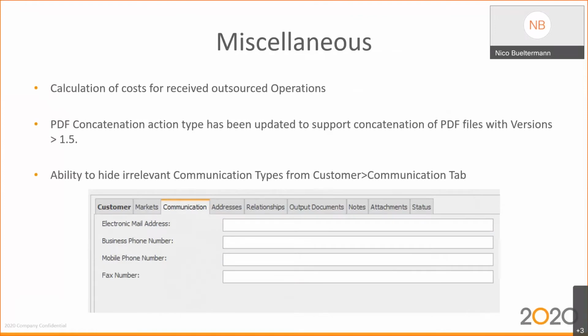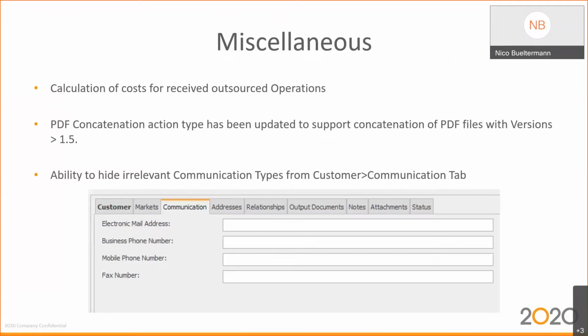Okay, finally, a few minor improvements, but no less important. First, another enhancement in regards to costing. We now calculate the cost for received outsourced operations, and the cost values are stored on the PDN item for that outsourced operation. And during cost rollup for actual and produced cost sets, the unit price from the corresponding purchase order line is then added as the order item material cost element for this PTN item.